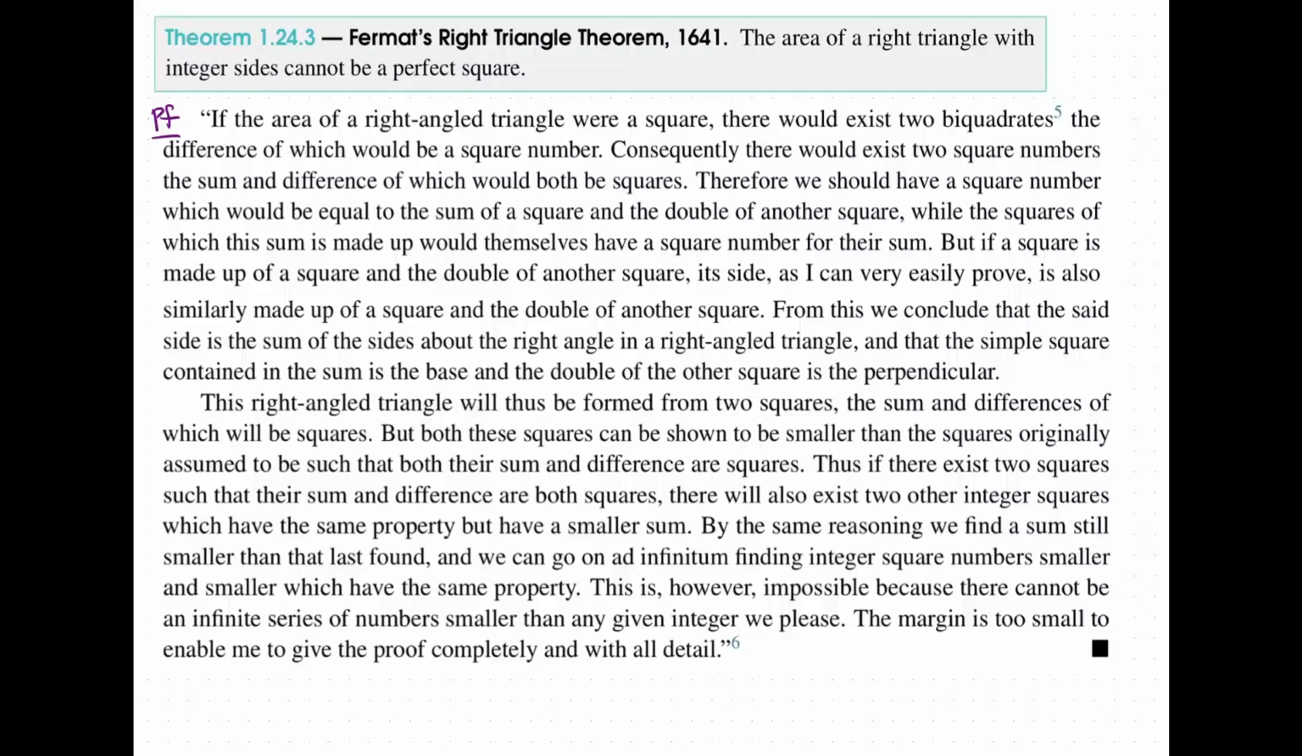And even at the very end of the proof, he does his classic "the margin has run out and I cannot fill in the details." And so we see at this stage over here in the proof that he says, "This is however impossible because there cannot be an infinite series of numbers smaller than any given integer we please. The margin is too small to enable me to give the proof completely and with all detail." And that is the only proof that has survived Fermat. And so you'll be tasked with going through proving Fermat's right triangle theorem as part of your assignment, and please read through this proof as you work through that assignment.